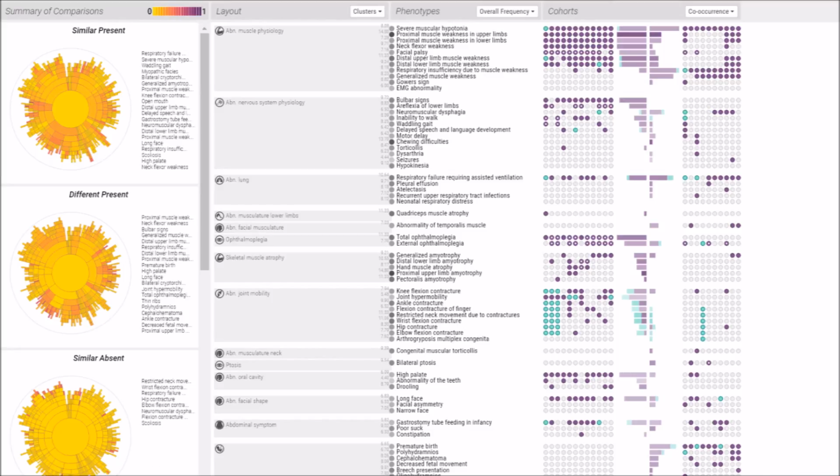Presenting phenotypes in the context of the Human Phenotype Ontology could facilitate the analysis of disease localization and aid communication between researchers with varying specializations.